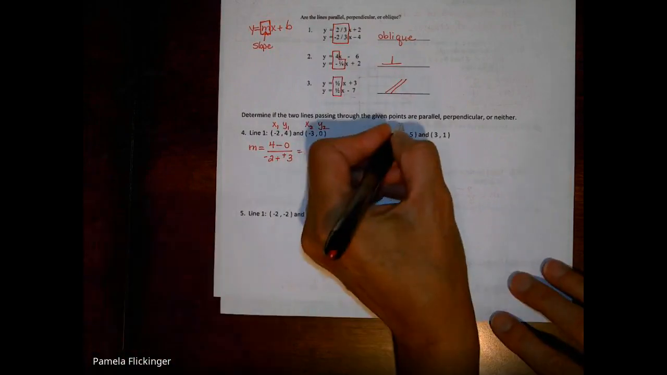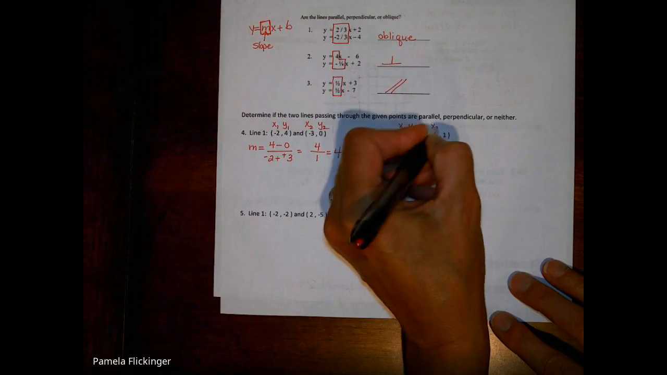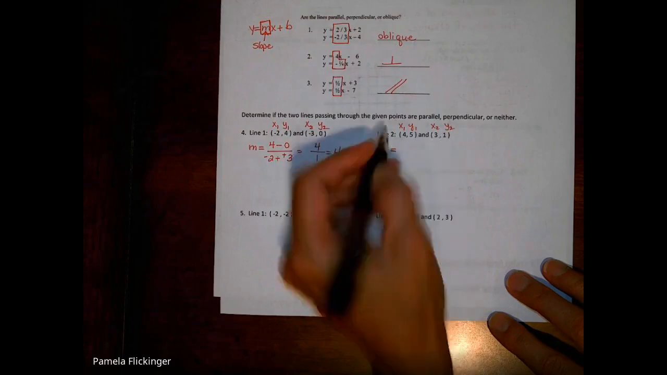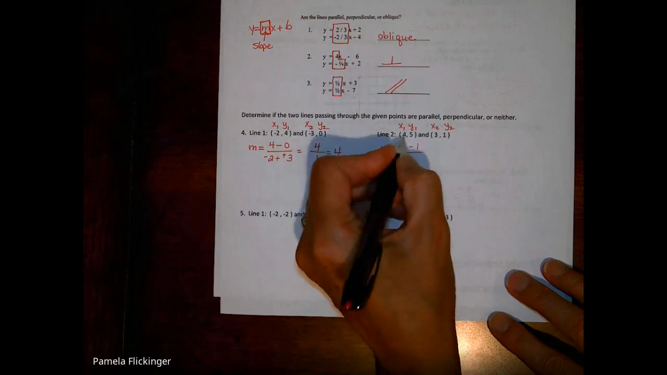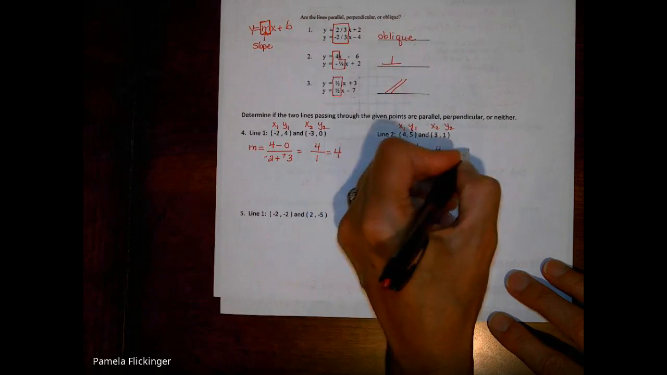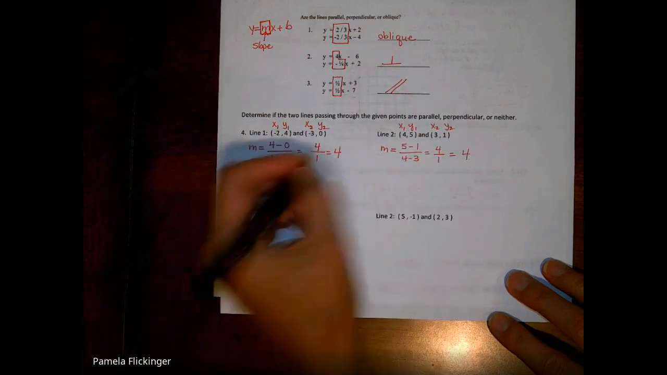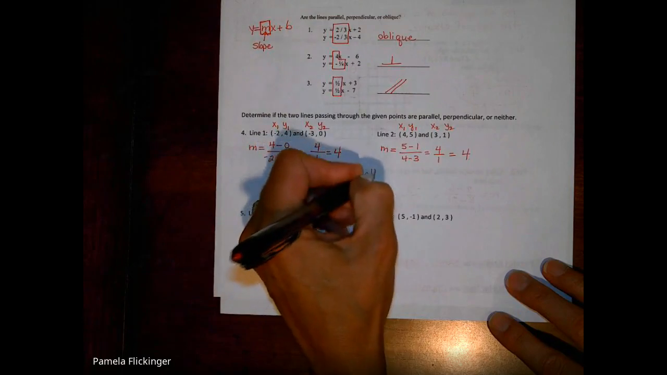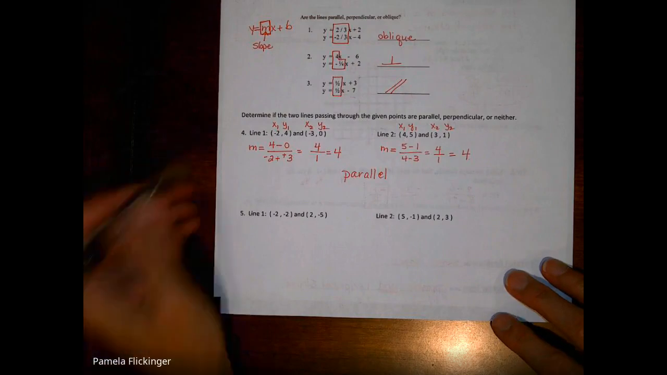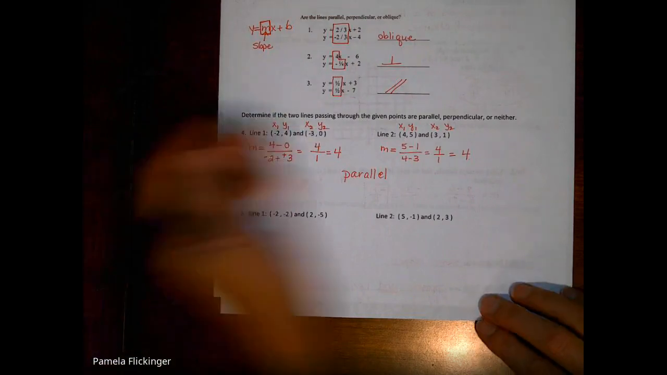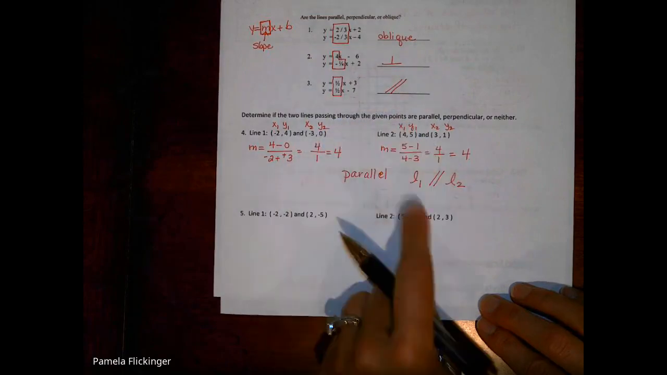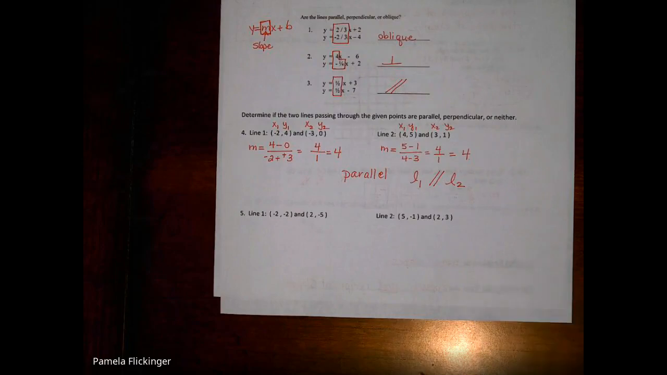Over here, again, if you need to label, let's get these labeled. And then I'll do 1 minus the 2. So I've got 5 minus 1 over 4 minus 3, which is 4 over 1. So again, 4. They're exactly the same. These are parallel. All right. If I wanted to write them symbolically, then I would say line 1 is parallel to line 2, and I could use the cursive L like that.